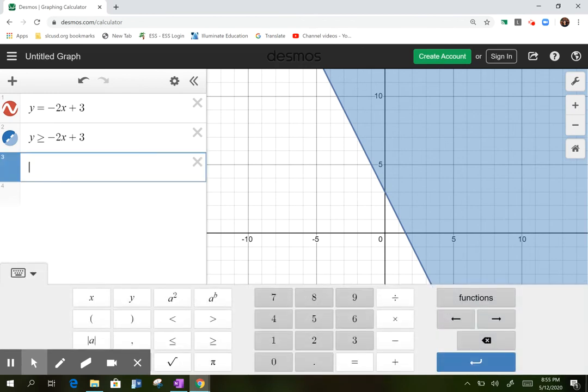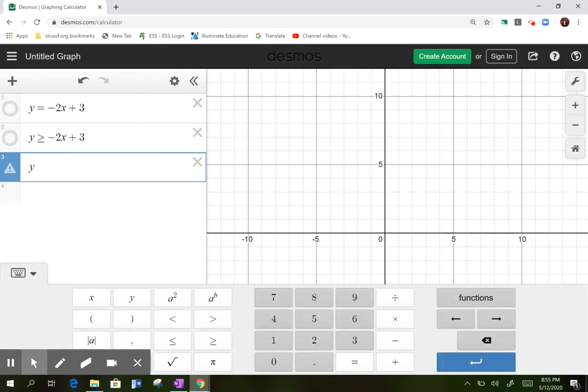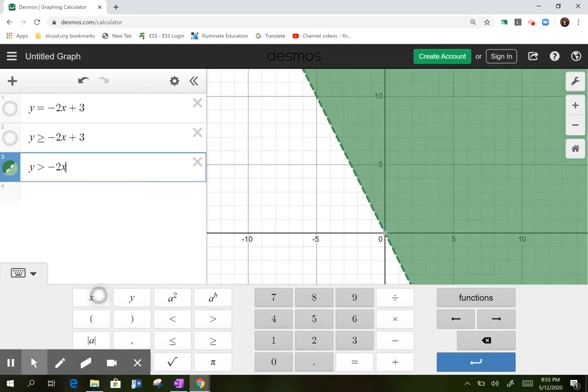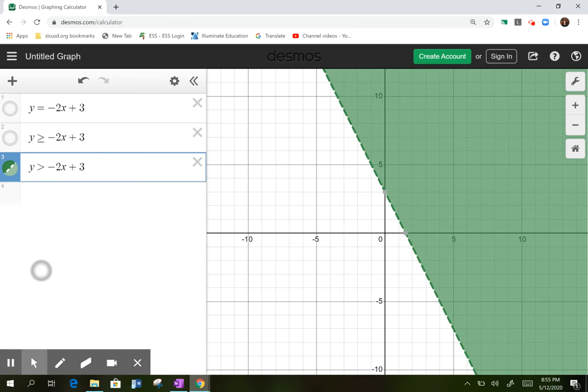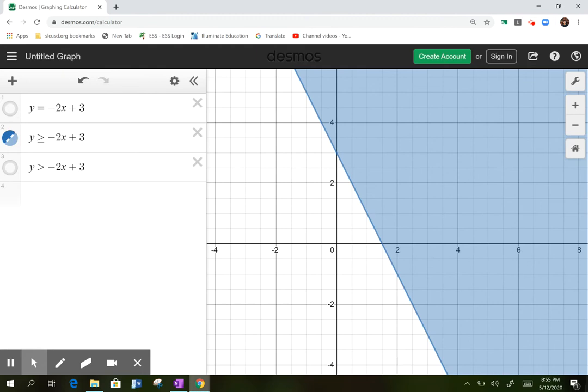So now instead of y is greater than or equal to -2x plus 3, I'm going to graph y is greater than -2x plus 3. What do you notice? What's different about using strictly greater than or using greater than or equal to? I know the problem wanted less than and less than or equal to, but I want you to notice a key difference. Notice that for greater than or equal to, this line is solid.